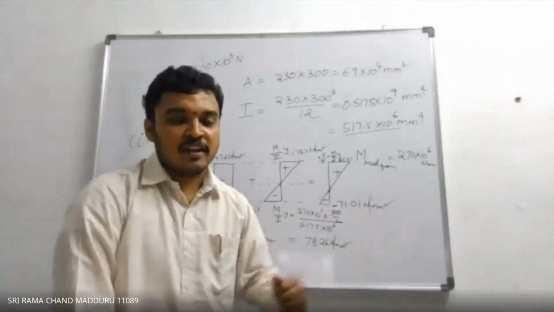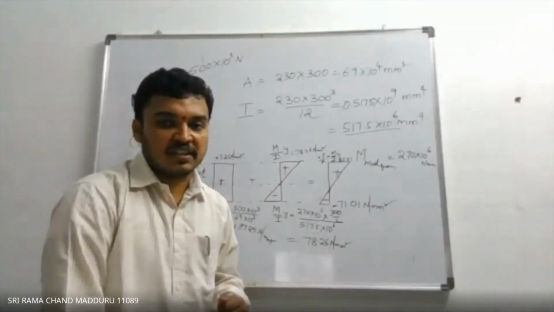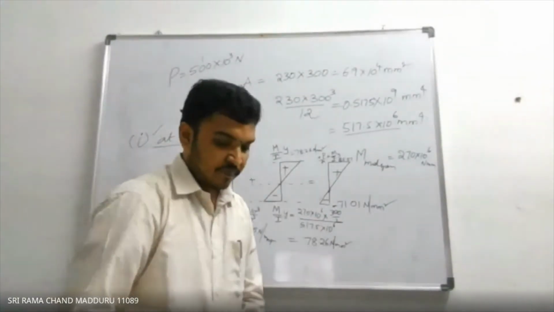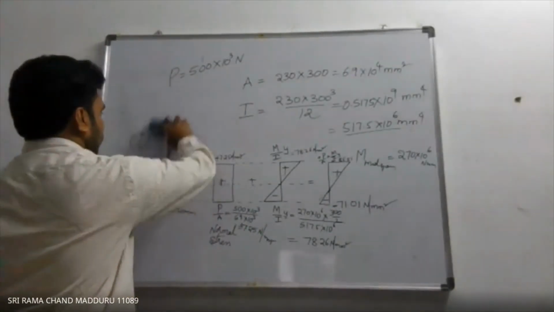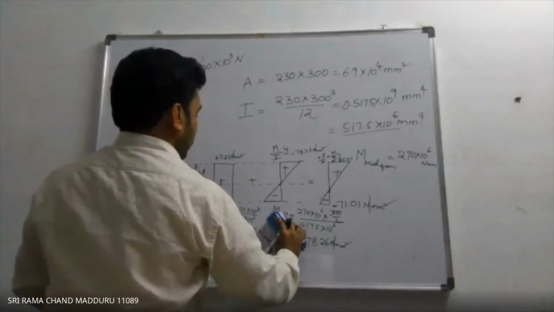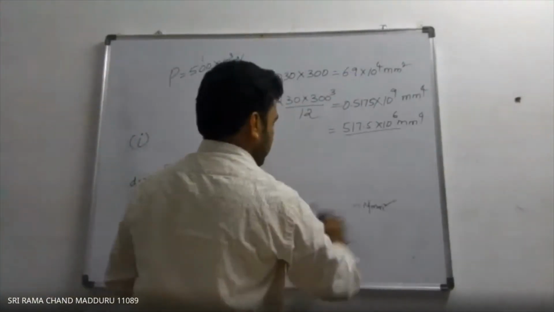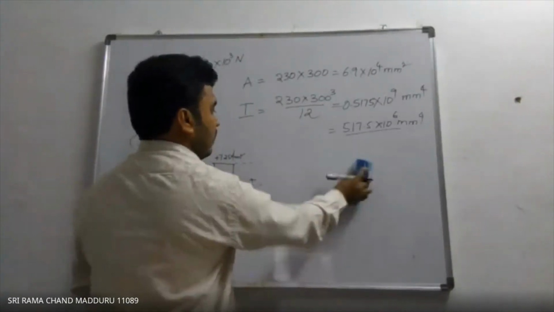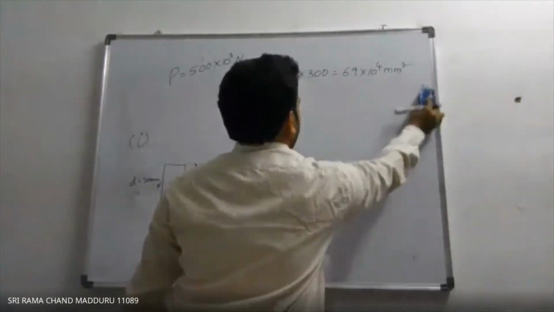Now move to case 2, when the pre-stressing is done at an eccentricity e below the neutral axis. Now we are considering below the neutral axis.